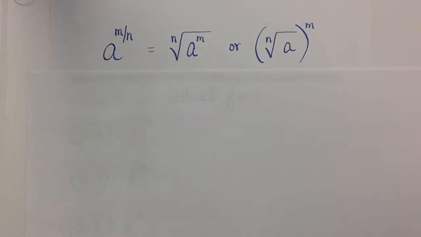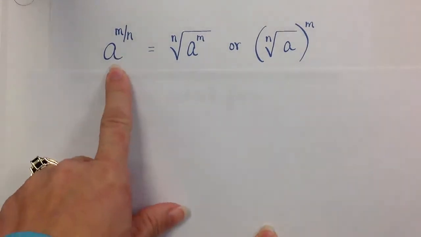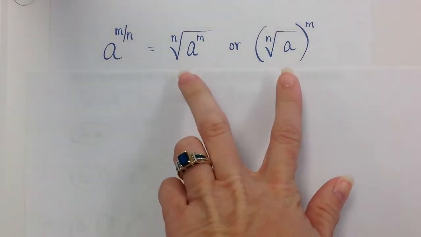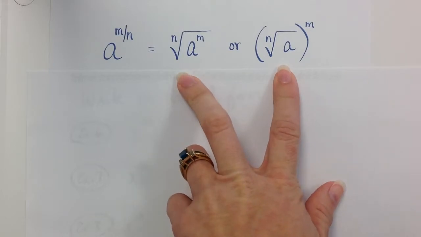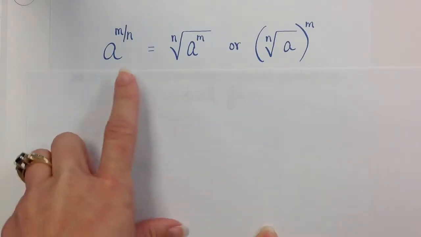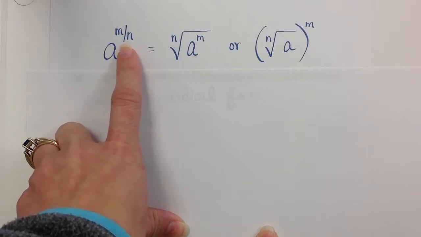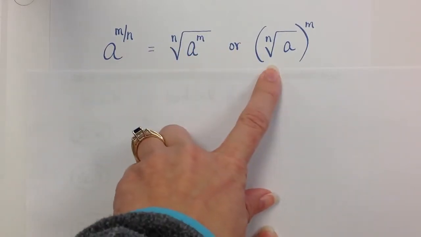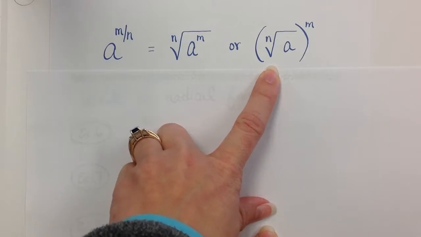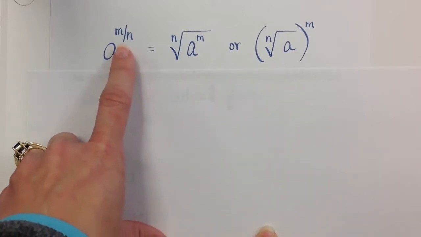All right, now we're going to work with changing between what's referred to as exponential form and radical form. This would be considered your exponential form. These two are both considered radical form. Anytime that your exponent is a fraction, then it can be changed into one of these two forms, which is the radical form.